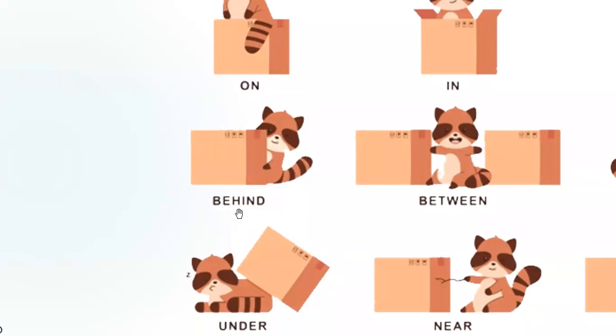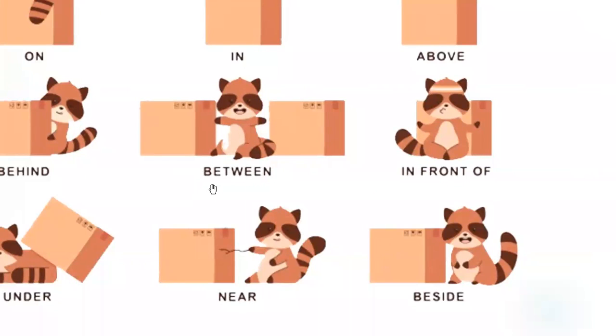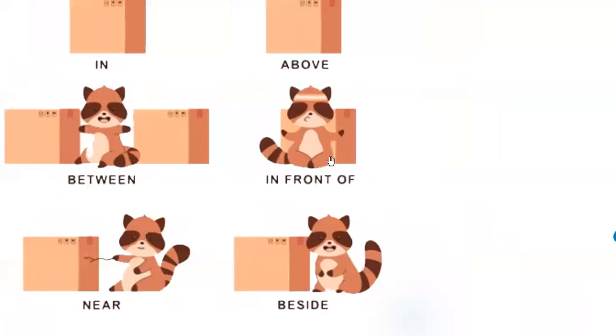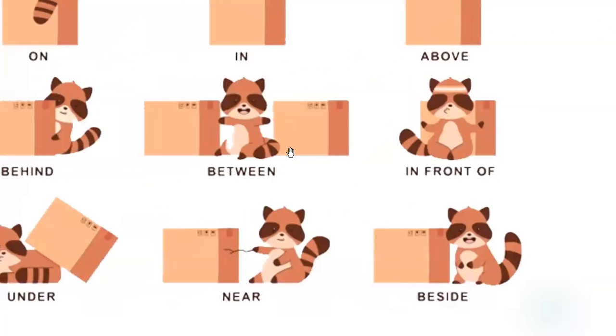Behind. What is behind? Detrás. Atrás. Behind. Detrás, atrás, it's okay. Next. Between. En medio, en medio de, etc. Yes, between. Next, hey, the yoga raccoon. Yoga is making. In front of is? Enfrente de. Correct. Okay, in front of.